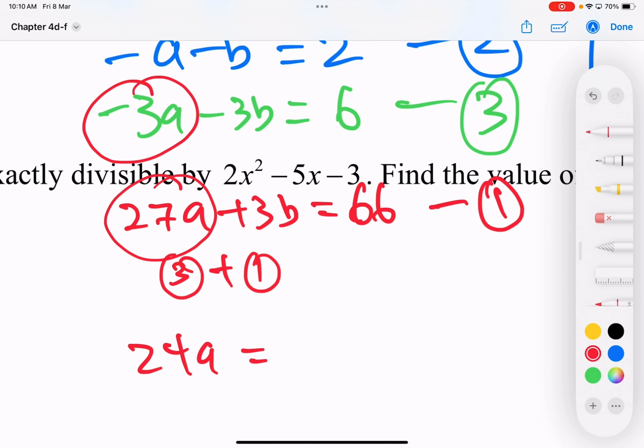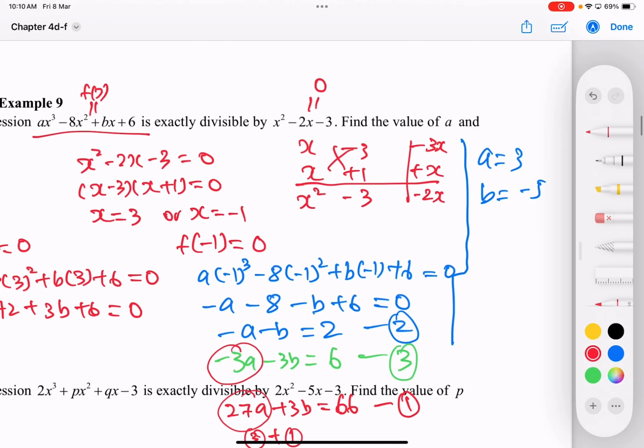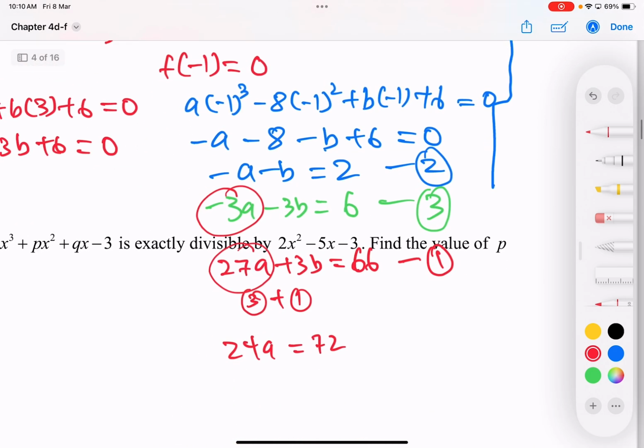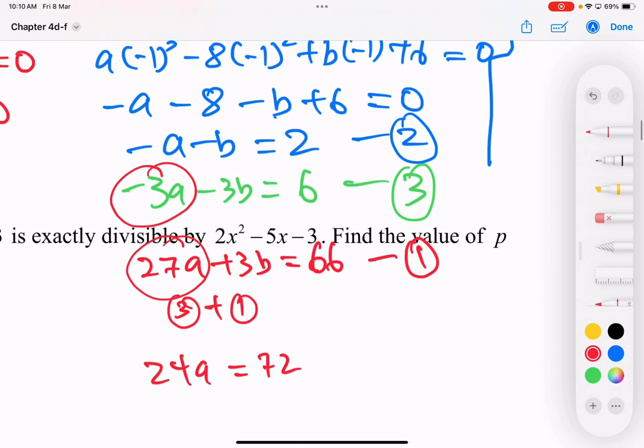So 6 plus 66 gives me 72. Therefore, divide both sides by 24. So then your a, you will get 3. Okay? I'm not going to continue the other one because I think you should know what to do already.